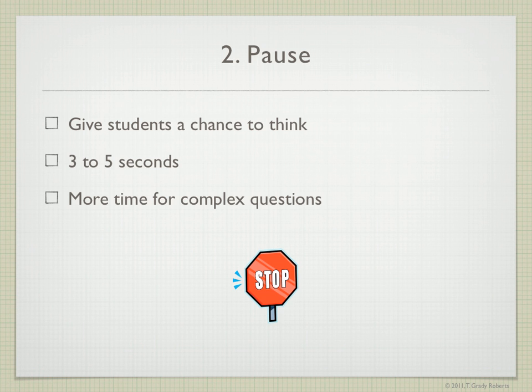Second part of the questioning process is to pause, and this is perhaps the most important part of the process. To pause, you want to give the students a chance to think, and so when you ask a question, you want to pause. A general rule of thumb is 3 to 5 seconds, but if you are going to have a more complex question that requires the students to think deeper, you may even want to give more time. So again, it's very important to pause when asking a question. Ask the question and then pause 3 to 5 seconds.